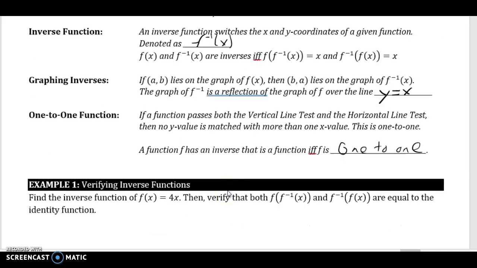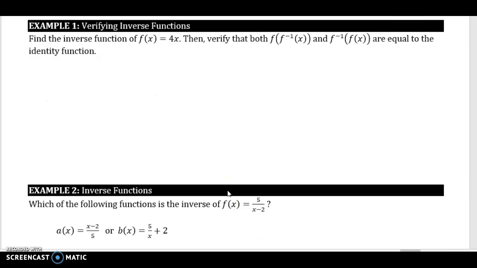All right, let's take a look at some questions. It says, find the inverse function of f of x equals 4x. Then verify that both f inverse of x and inverse of f of x are equal to the identity function.